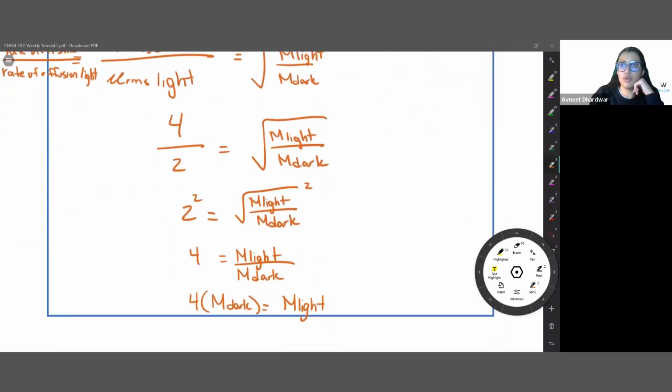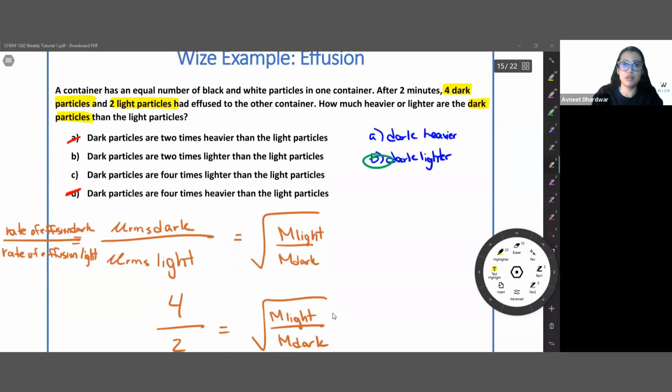Exactly. So based on this equation, we can see that I would have to take the molar mass of dark particles and multiply it by 4 to get the molar mass of light particles. So the dark particles are 4 times lighter than the light particles.